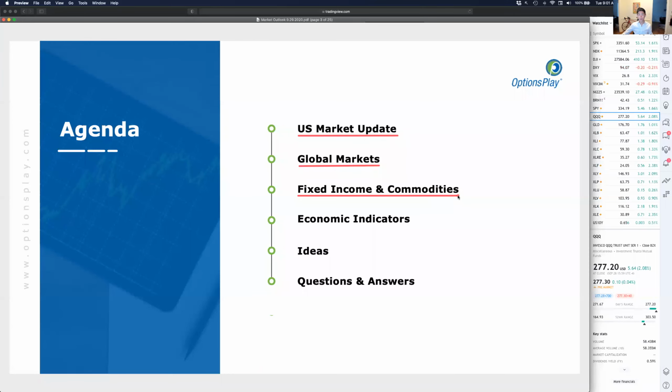We'll take a look at fixed income and commodity markets. What are the rate markets currently doing? Gold and silver, we'll talk a little bit about that and some opportunities we see from a commodities perspective. Then we'll take a look at some of the economic indicators with the US recovery, from durable goods to where the reopening trends currently are. Where is consumer spending, where there is some decline in consumer spending. And then we'll share with you our ideas. And if we have a few minutes at the end, we'll answer any questions that you have.